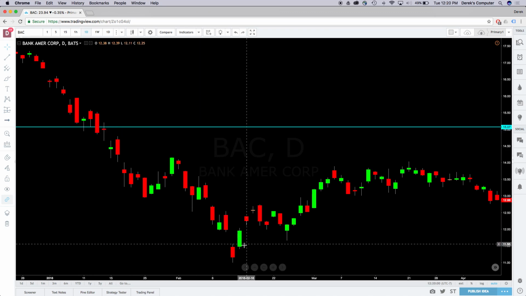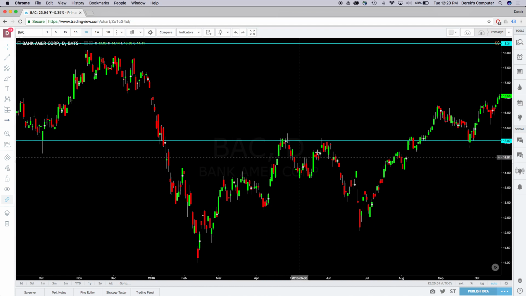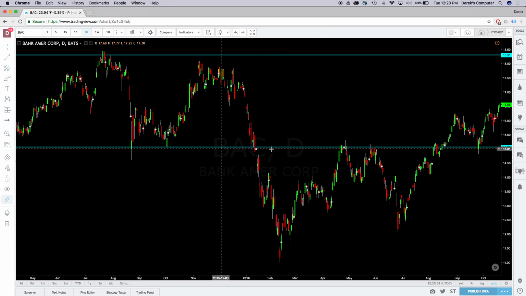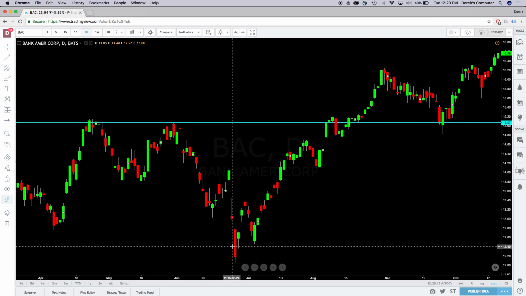Enter here, beautiful trade to the downside. And look how perfect this level holds. Get a double top right here, because of this consolidation area. You get a double top. This would have been another good trade. Puts the first top, puts the second top, enter short. Another great trade right there.